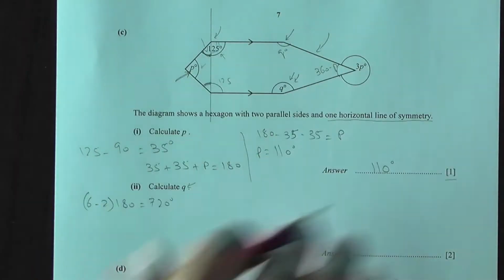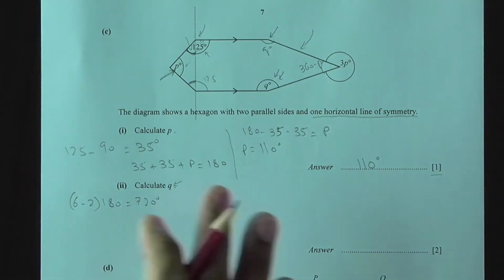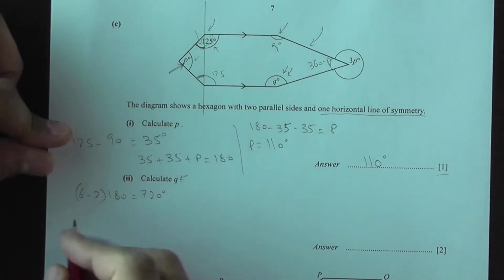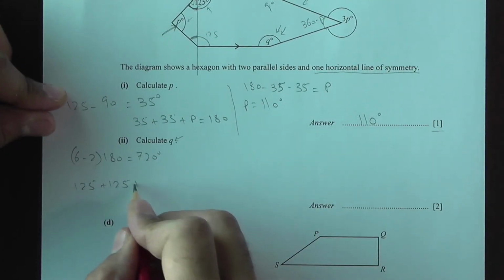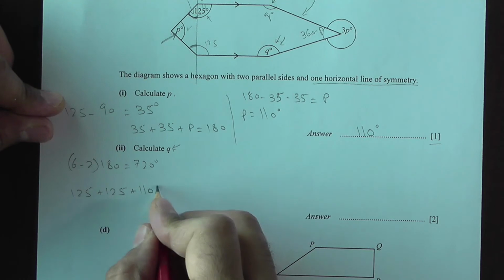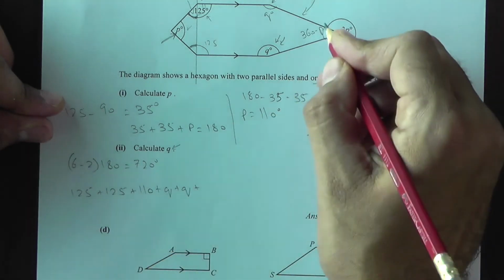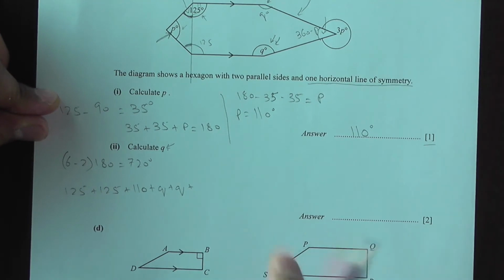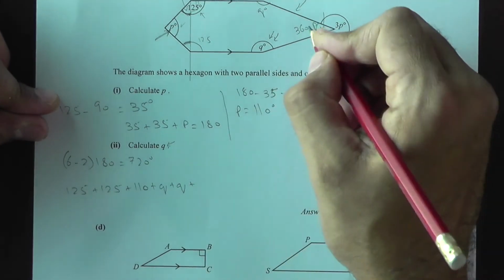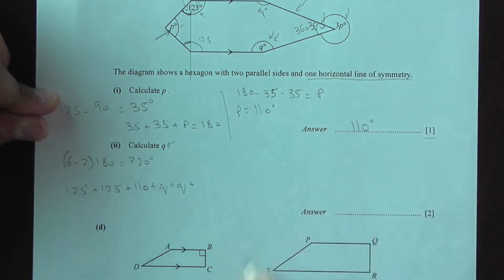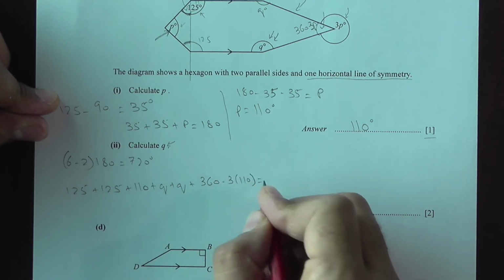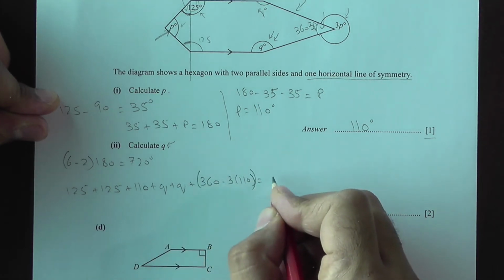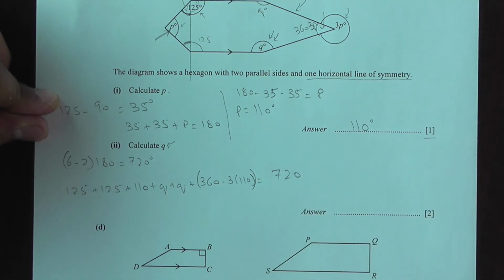Now what do we do? We calculate the value of Q by adding all these values and subtracting them from 720 degrees. So basically there's the value of 125. Then there's another value of 125. I hope this is visible. And then there's a value of P, which is 110. Then there's a value of Q, then another Q, and then this little angle over here, which is 360 minus P. So 360 minus 3P, because this is 3P. So 360 minus 3 times 110 should be equal, and let's put this inside the brackets, should be equal to 720 degrees. I hope this is visible.